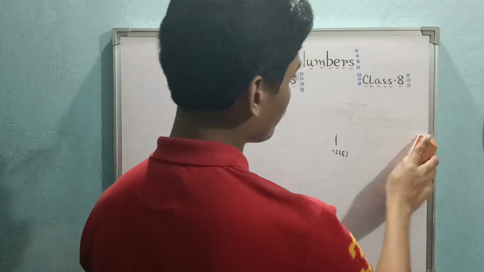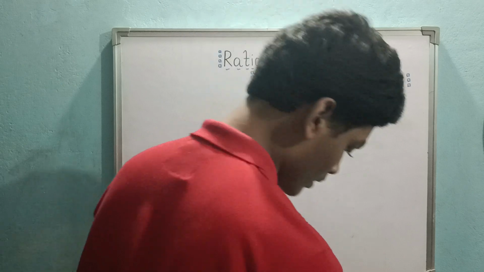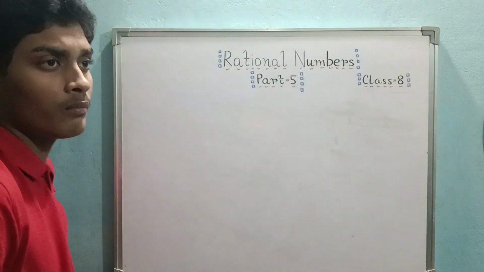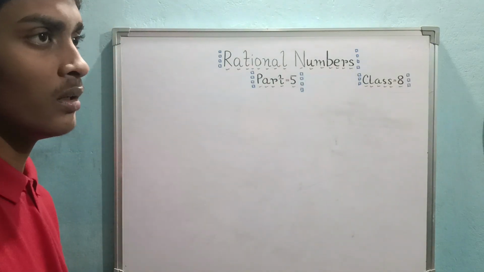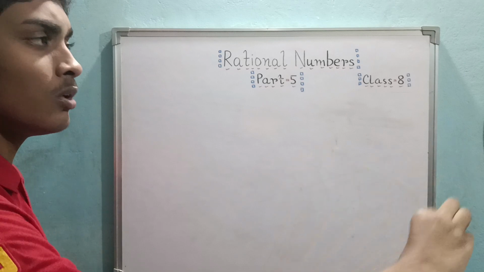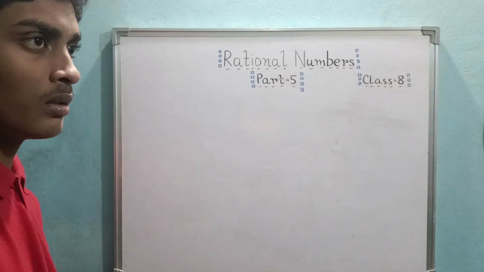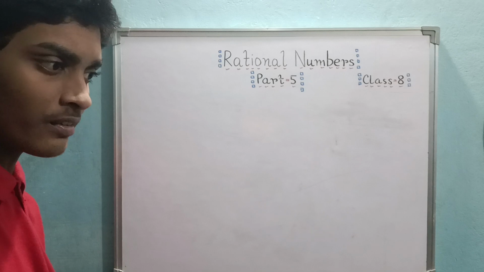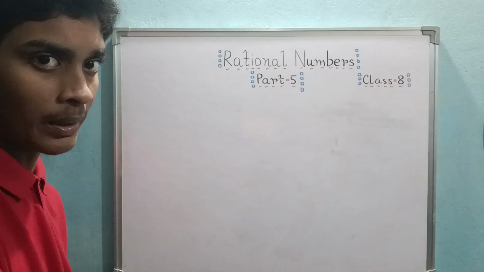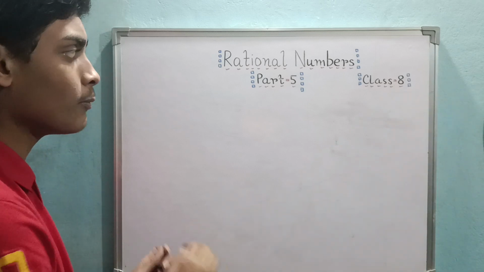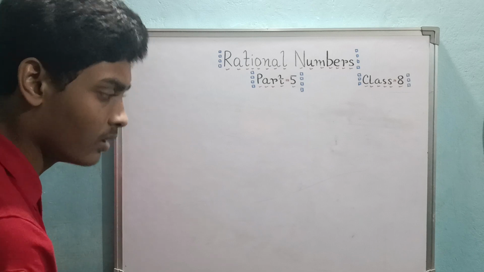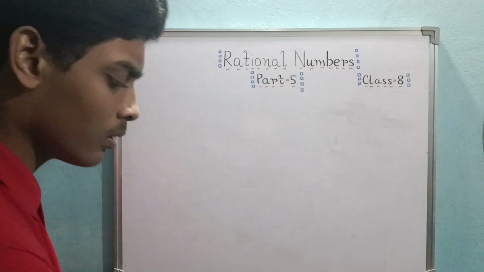Drawing a number line is nothing. See the denominator, which is 3. So 3 units from 0, then 1, 2, 3. 0 by 3, 1 by 3, 1 unit, 2 by 3, 1 unit, then 3 by 3, which is 1, another unit. Just like that, you have to keep doing in the positive and negative direction and plot the numbers accordingly. It's easy.